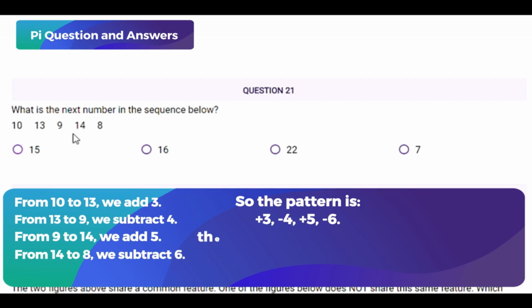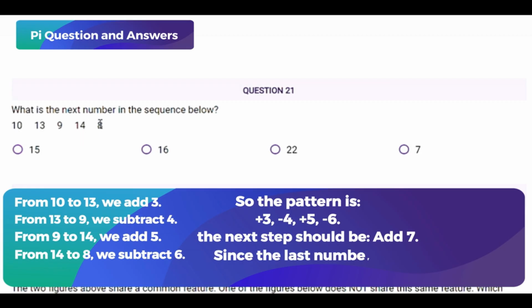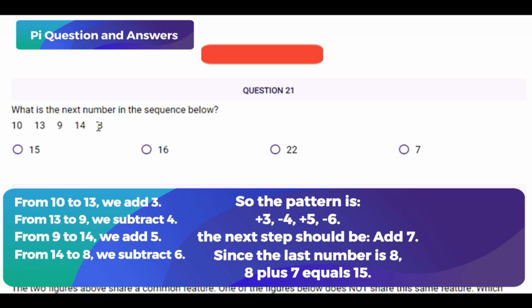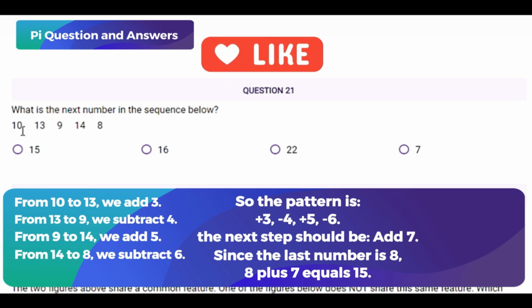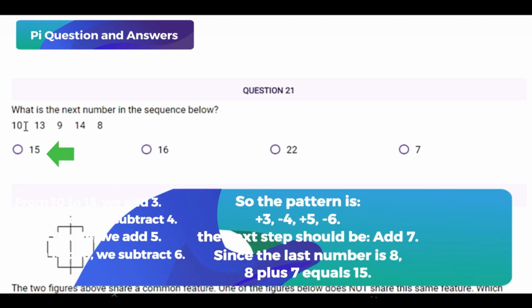Following this pattern, the next step should be add 7, since the last number is 8. 8 plus 7 equals 15. Thus, the correct answer is option A, 15. Final answer. Option 15.